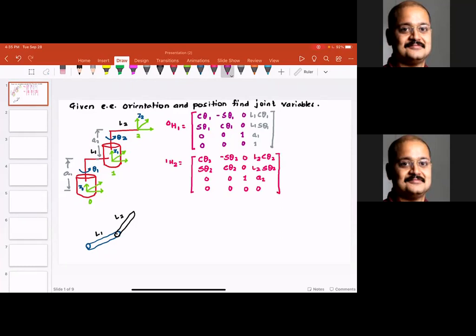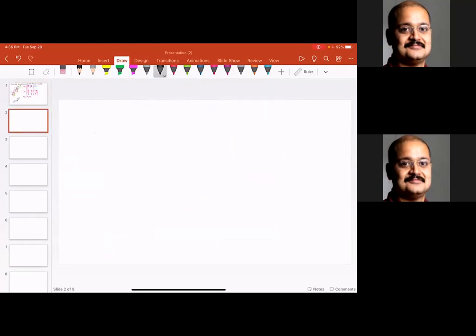So if I want to find out 0H2, I will have to do 0H1 multiplied by 1H2. So you have to multiply these 4 by 4 matrices. And I'm going to give you the multiplication. You can use MATLAB. And then once you do this in MATLAB, you will get this huge matrix. So I'm going to use the second page, 0H2.